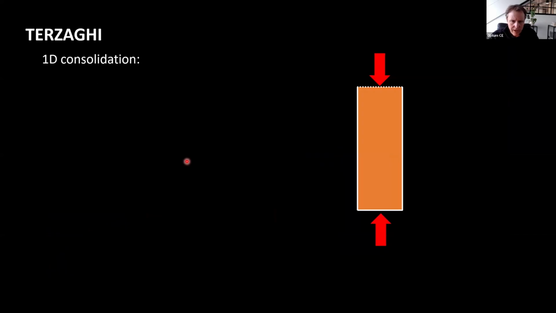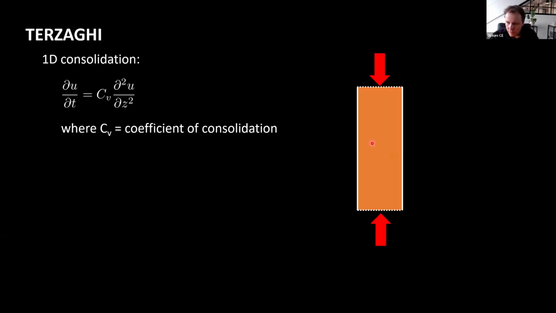So Terzaghi's 1D consolidation typically involves a sort of 1D compression test like this. The dashed line here is supposed to indicate that the water can drain freely from the top boundary here. There's also a version where it drains from both the top and the bottom. And the classical result is that the evolution of the pore pressure with time follows this equation here, the so-called diffusion equation, or the heat conduction equation.